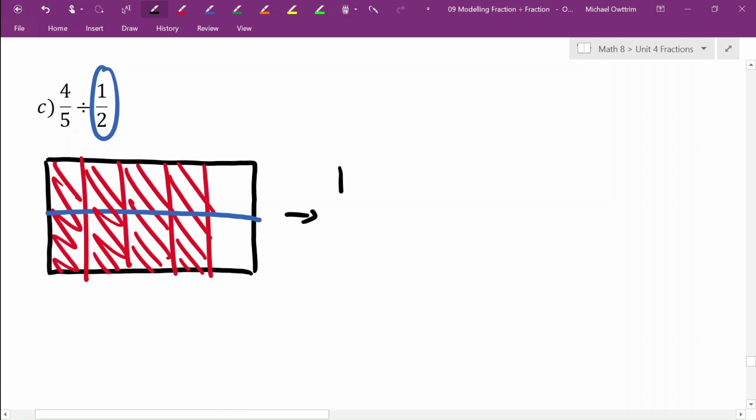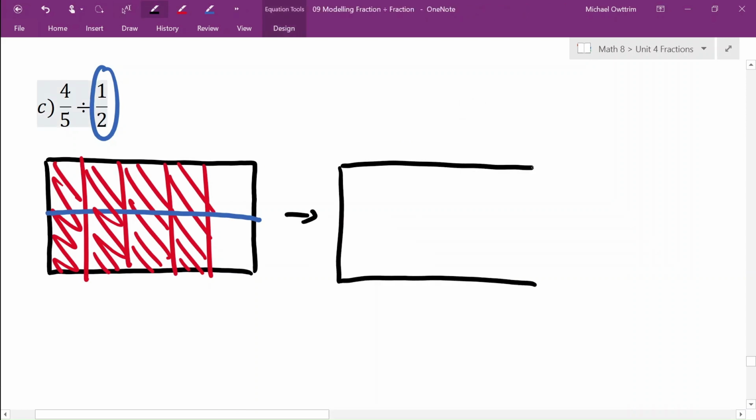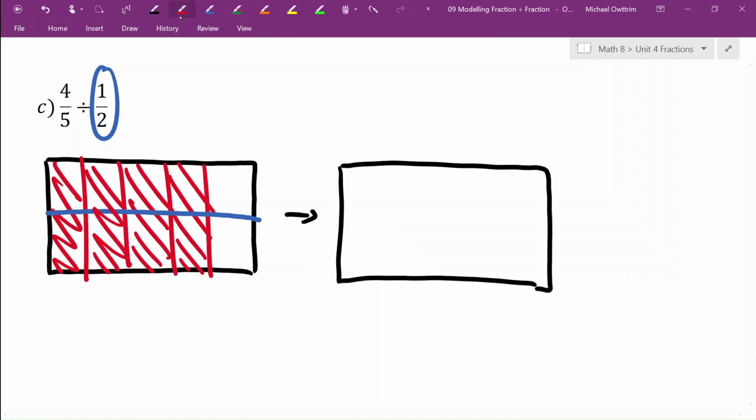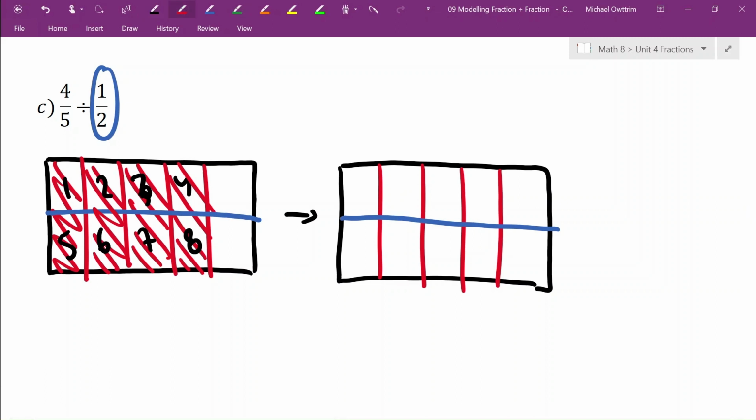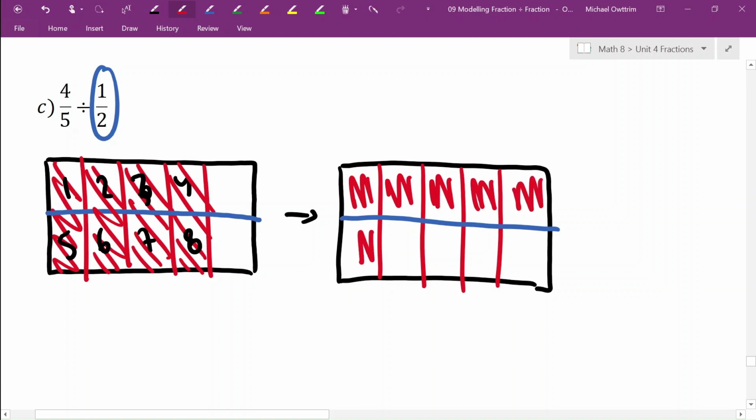We're going to take our pieces then, and we're going to rearrange them into the rows. So again, we're going to need 5 columns and 2 rows. And we're going to arrange the 8 pieces that we have over here into the rows of our other diagram. So 1, 2, 3, 4, 5, 6, 7, 8 filled in. Now we're told that one group is one full row.